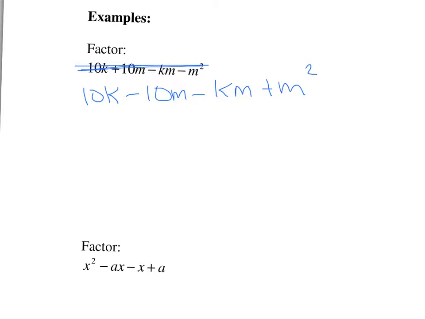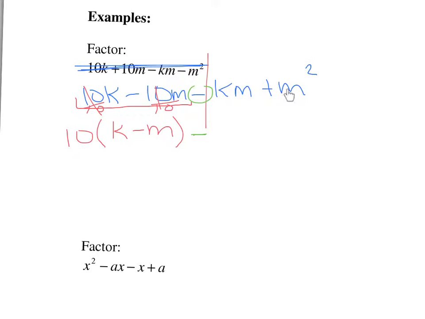So we're still going to do factoring by grouping. So we'll cut this in half. What do these two terms have in common? They're both divisible by 10. They don't have any variables in common. When we factor out the 10, or we divide both these terms by 10, we're left with k minus m. The negative sign will come down.